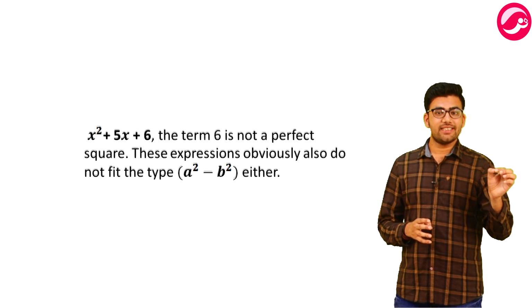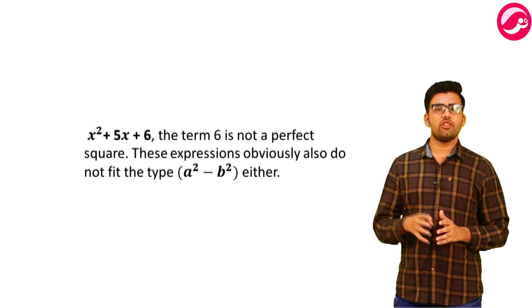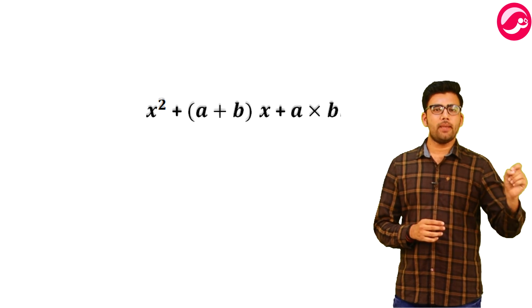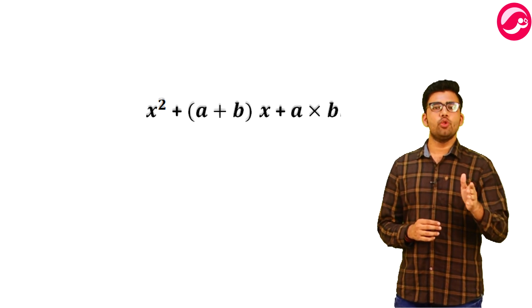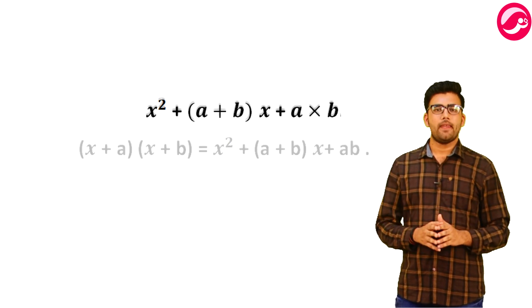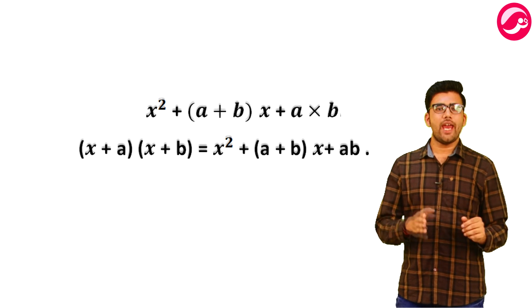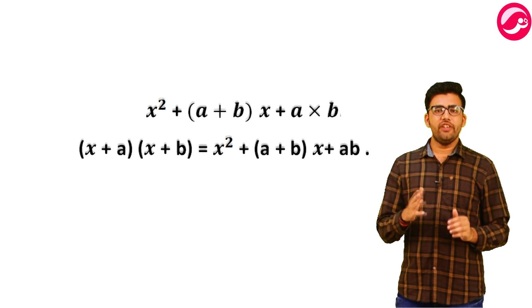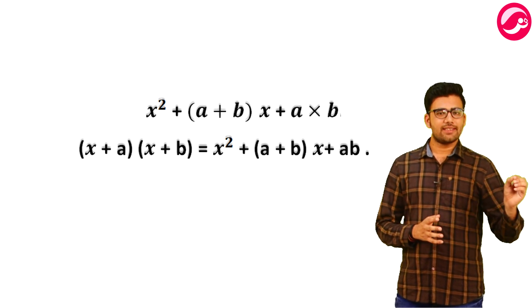For example, in x square plus 5x plus 6, the term 6 is not a perfect square. These expressions obviously also do not fit the type a square minus b square either. They however seem to be of the type x square plus (a plus b)x plus a into b. We may therefore try to use the identities we studied in the last chapters. (x plus a) into (x plus b) is equal to x square plus (a plus b) into x plus ab. For that we have to look at the coefficient of x and the constant term. Let us see how it can be done with the following examples.